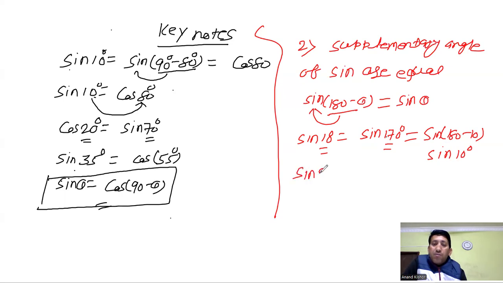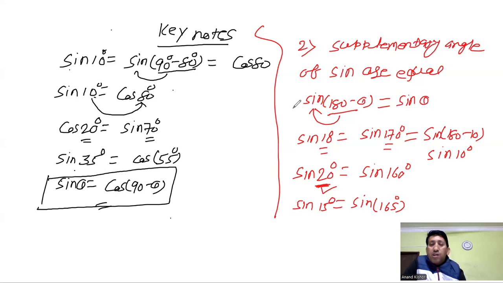If I say sine 20 degree, it is equal to sine 160 degree. In JEE Mains questions, we have to remember it like that; we will not solve it the long way. Sine 15 degree is equal to sine what? A supplementary angle should be there: 165 degree, since 165 plus 15 is 180. So sine 15 is sine 165, meaning sine theta is equal to sine 180 minus theta.